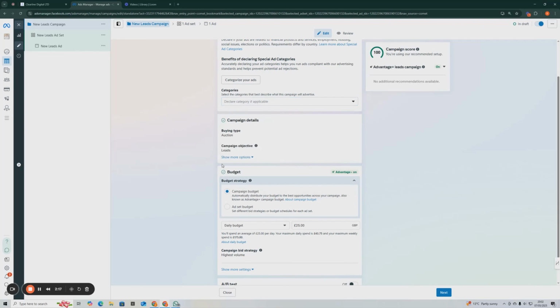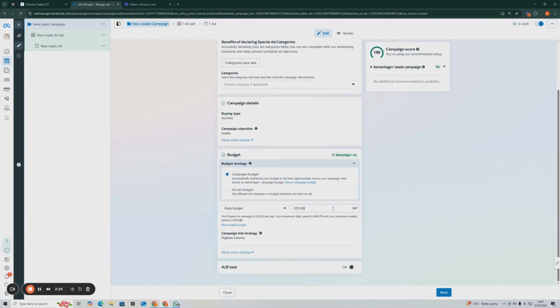The campaign details is what we've just looked at on the previous screens. You can also just leave that now because that's done. Then we're going to want to set our daily budget that we want to spend on ads. But there is also two settings around this as well, which is the campaign budget, also known as CBO, and ad set budget, which is known as ABO.